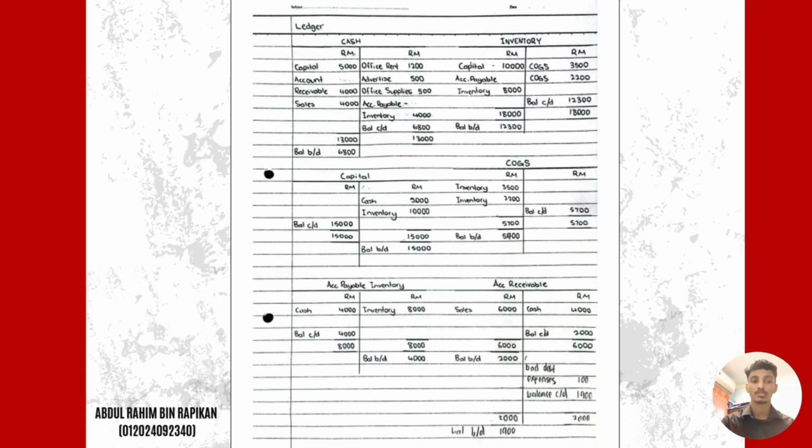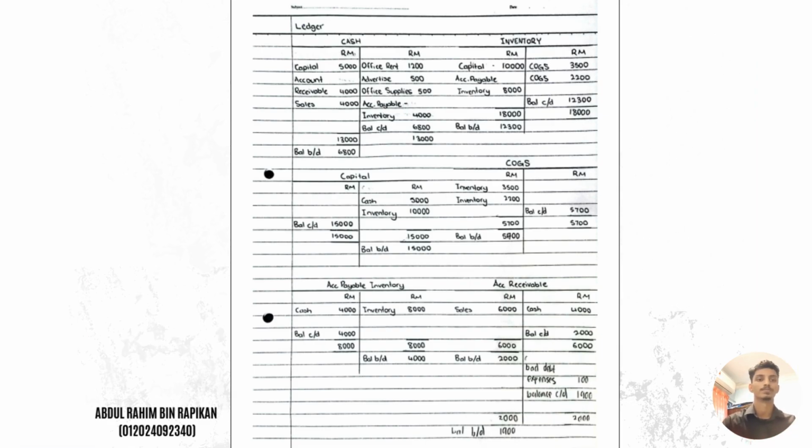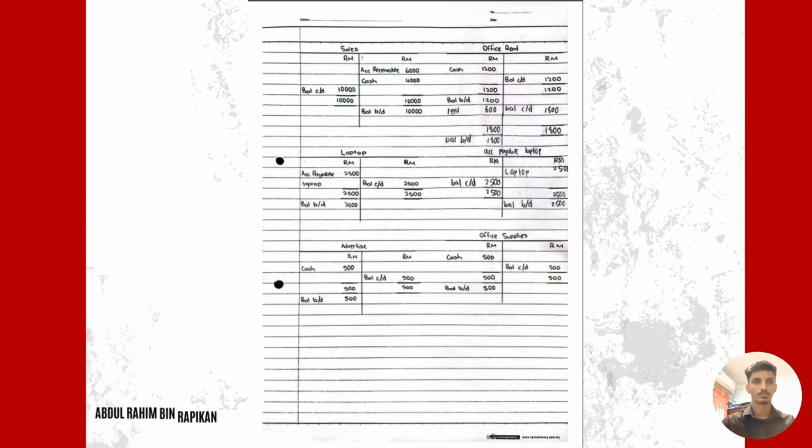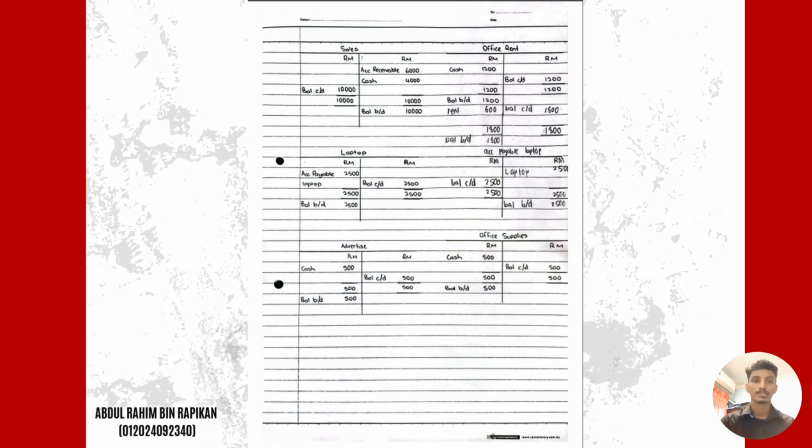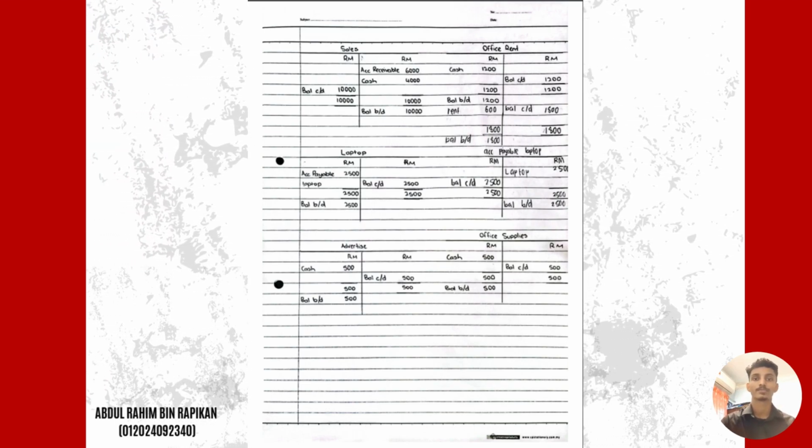Moving on to the account receivable, the sales is 6,000, which is on the debit side, and the cash on the credit side, which is 4,000. If you balance it, the debit side will be higher, so you need to minus the cash on the credit side, and the balance BD would be 2,000. Moving on to the sales. For the sales, it's on the credit side, where account receivable is 6,000 and cash 4,000.